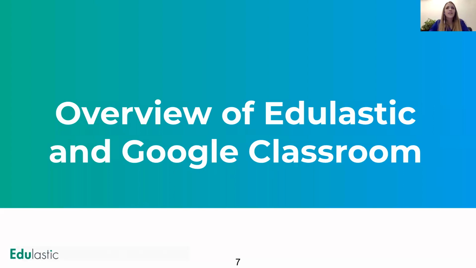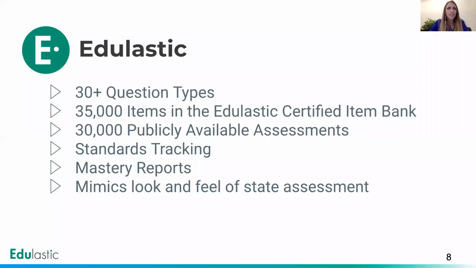Great. Okay, so quick overview of Edulastic and Google Classroom. Edulastic is a K-12 digital assessment platform that's used by educators around the country, and as of April 2019, 1 billion questions have been answered on Edulastic. From our calculations, educators have saved over 223 years of grading from Edulastic's auto-grading features over our 5 years. There are over 35,000 items available, 30,000 assessments available, standards tracking, mastery reports, and it also mimics the look and feel of state assessments. So that's a quick overview of Edulastic.